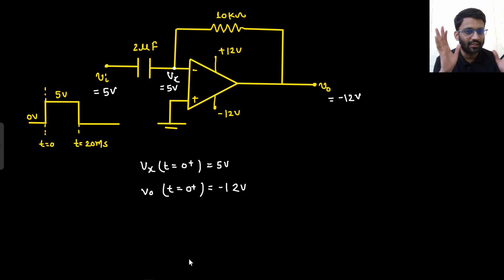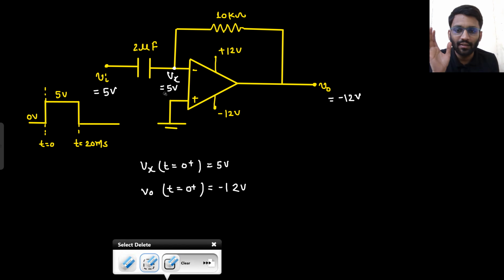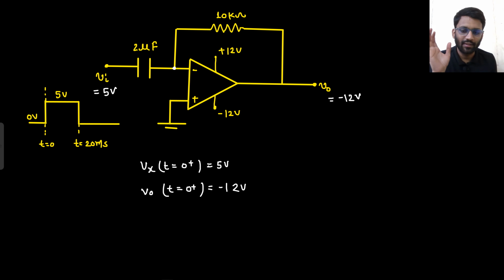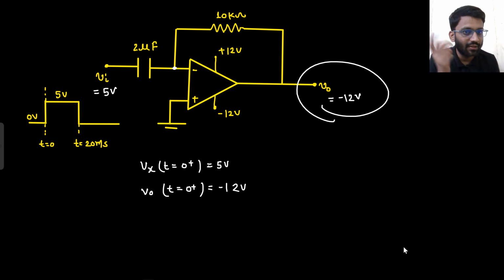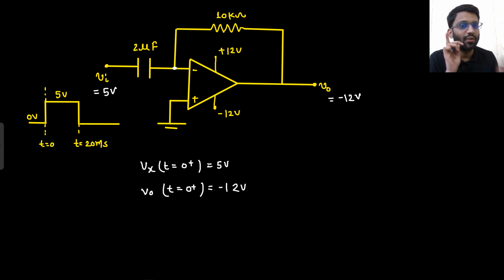Not a differentiator, nothing. People will say this is a standard differentiator circuit. No, nothing like that. We will discuss more about it. Just hold on to the end. Now your output is saturated. Your output is at minus 12 volt, right? If the output is at minus 12 volt, will the concept of virtual short be valid? No, because the output is saturated. If the output is saturated, the concept of virtual short is not valid, right?